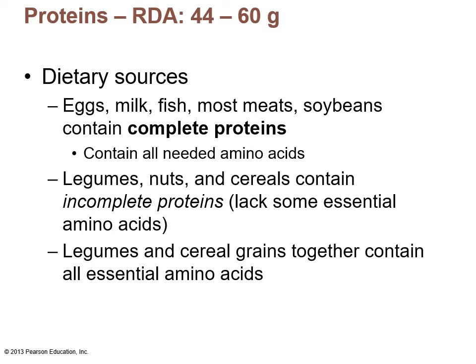So now we move on to proteins. Proteins, like carbohydrates, are 4 calories per gram. The recommended daily allowance is about 44 to 60 grams per day. So you know what that is? There's 30 grams to an ounce, so that's about 2 ounces of protein.